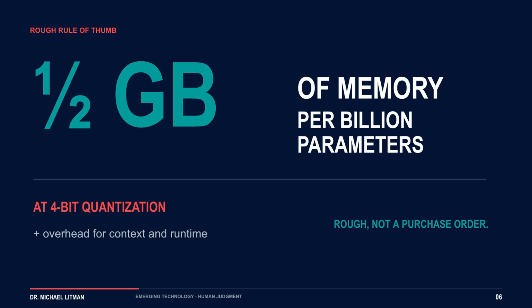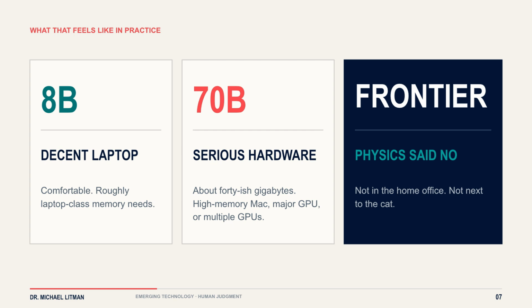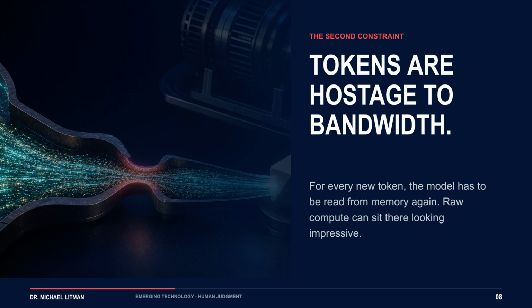Rough rule of thumb, and I mean rough, at 4-bit quantization, which is the compression everybody uses, you're looking at roughly half a gigabyte of memory per billion parameters plus overhead for context. So an 8 billion parameter model fits on a decent laptop, comfortable. A 70 billion parameter model, now you're talking 40-ish gigs, and suddenly you need a serious GPU or a Mac with a lot of unified memory, or 2 GPUs and a prayer. And a truly enormous frontier scale model, you're not running that in your home office next to the cat. You're just not. Physics said no.